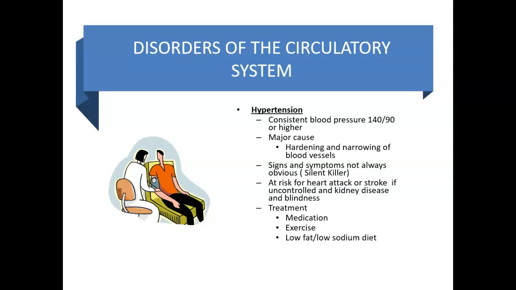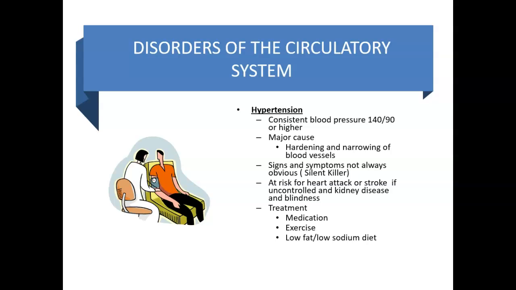Disorders of the circulatory system: hypertension, which is high blood pressure, a consistent pressure over 140/90 or higher. The major cause would be hardening and narrowing of the blood vessels. Signs and symptoms are not always obvious when somebody has high blood pressure. That's why you need to get it checked.